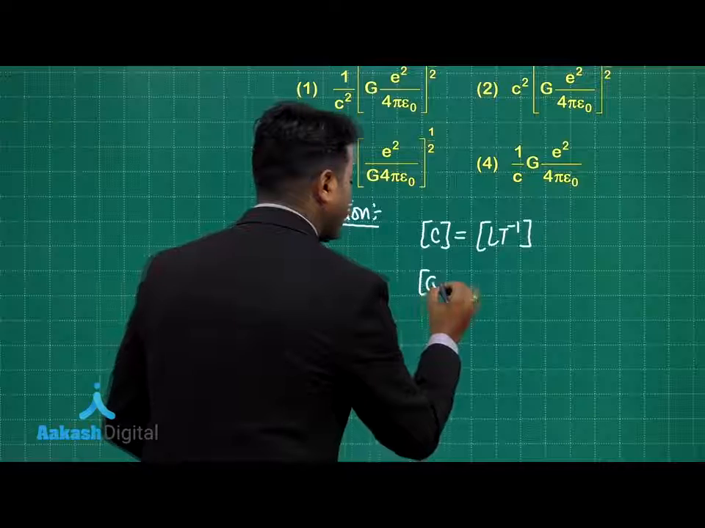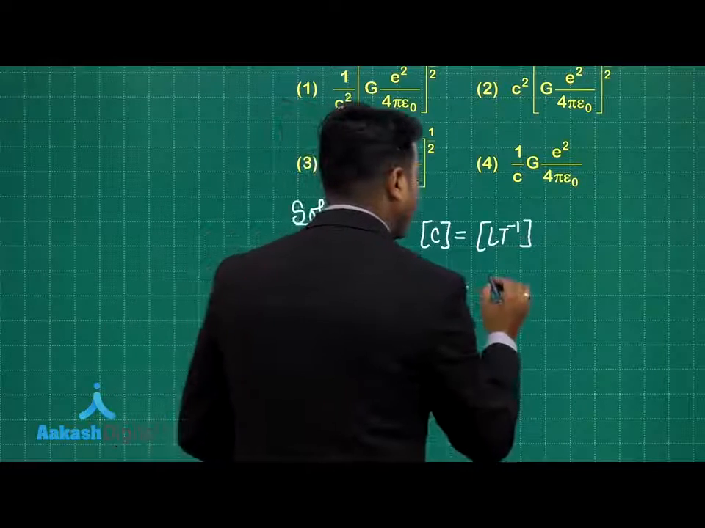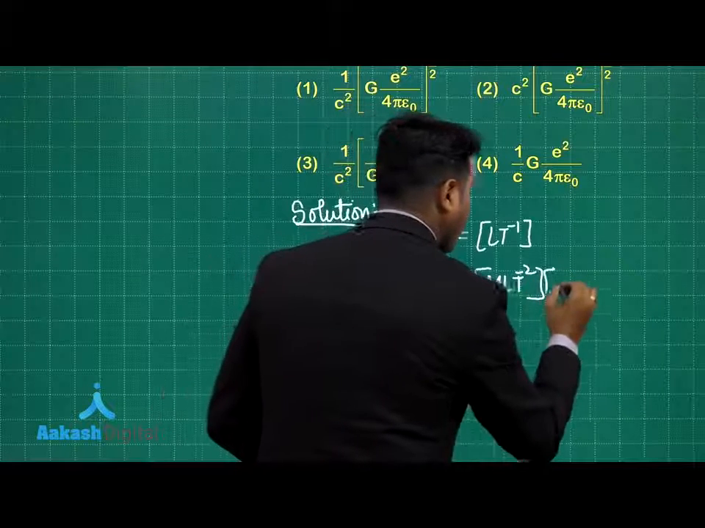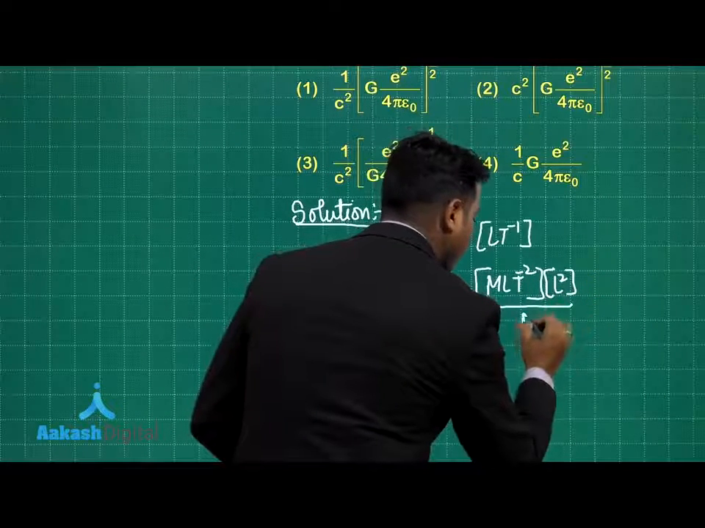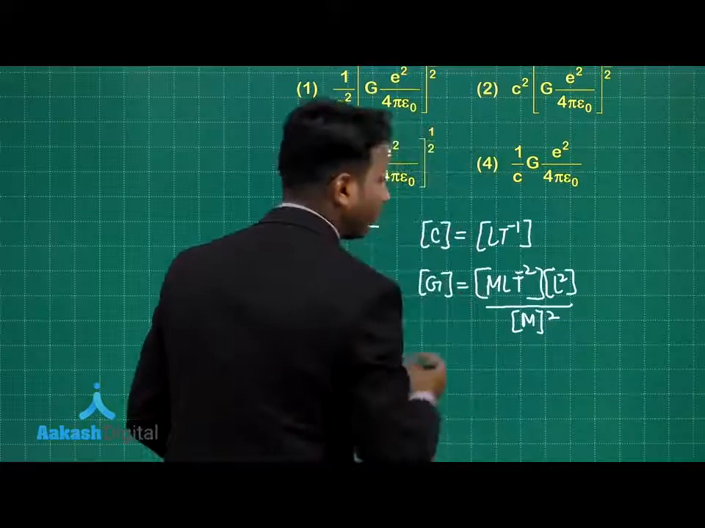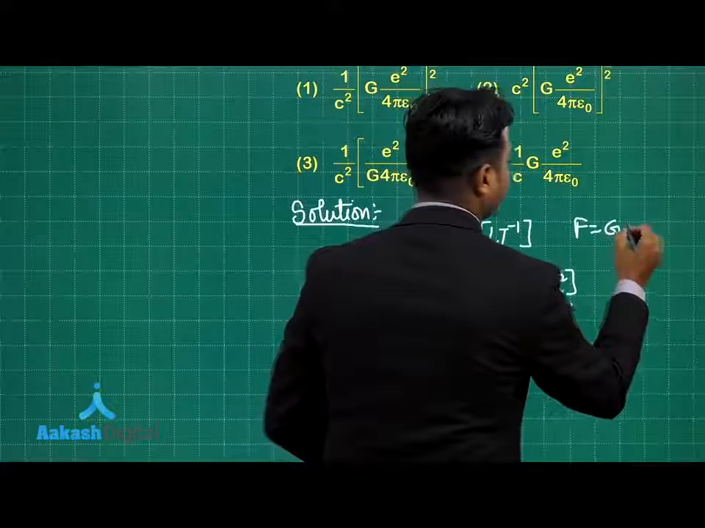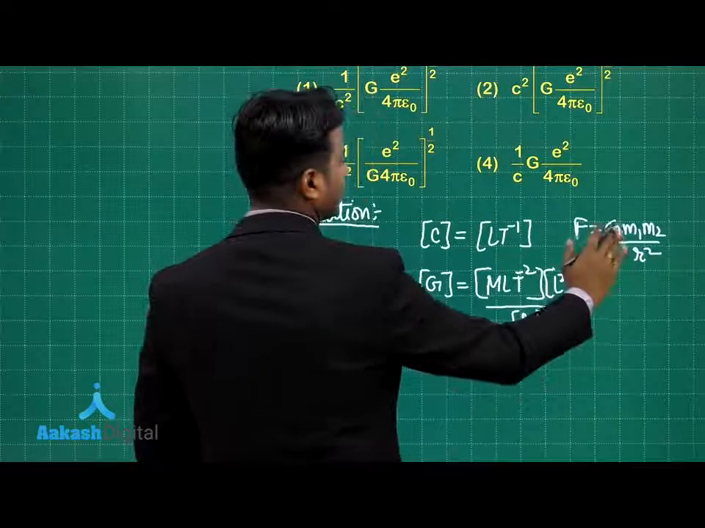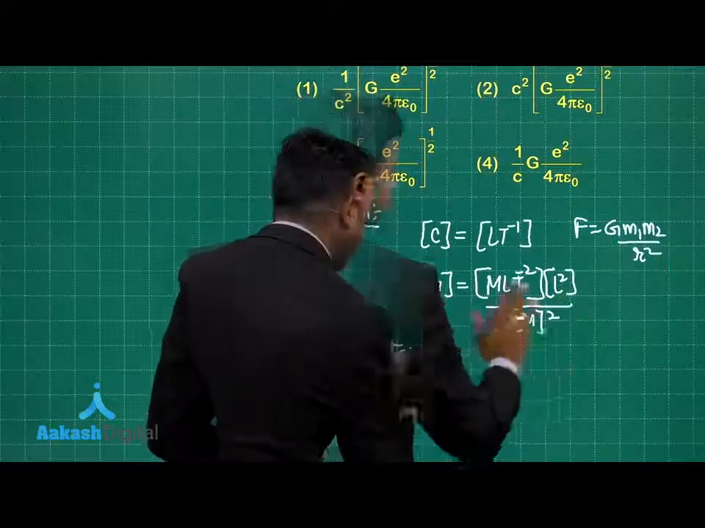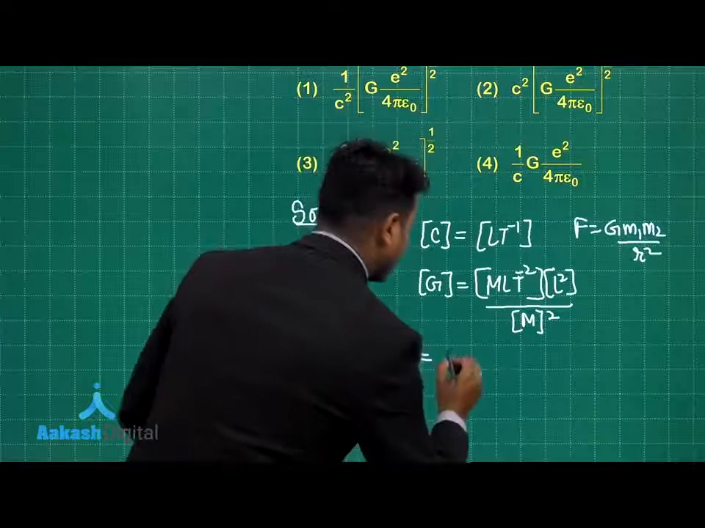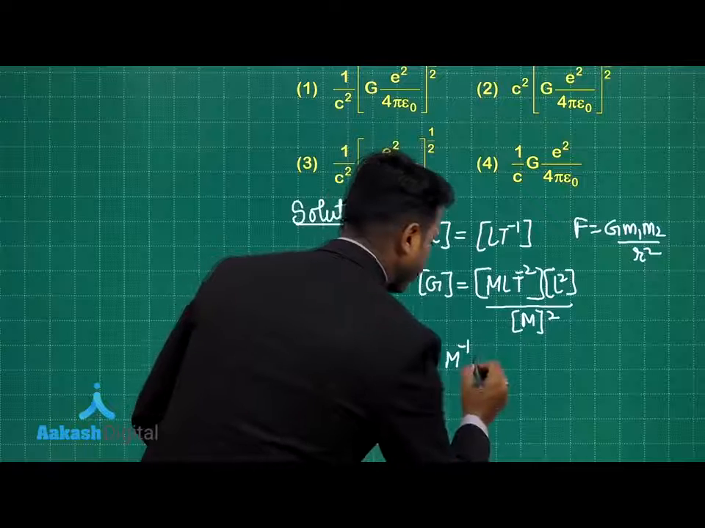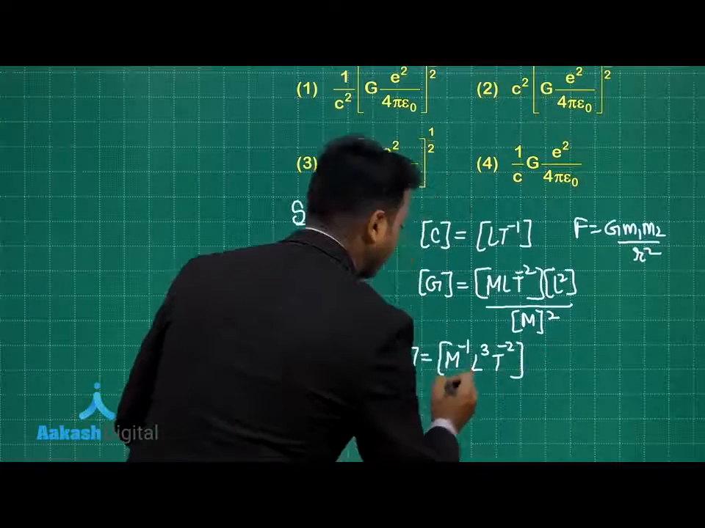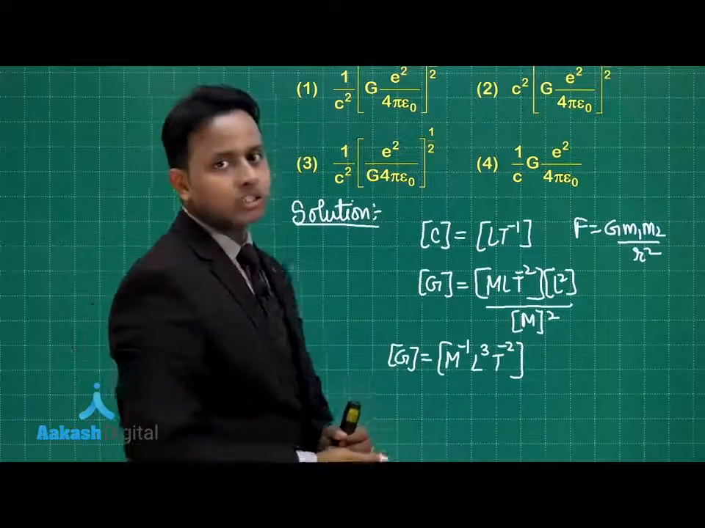If I talk about the dimension of G, it should be MLT^-2, that is the dimension of force, multiplied with L square divided by M square. Because we have the formula which says F is equal to G M1 M2 by R square. From here I can find the G value, which is F r square by M1 M2. So the dimension of G will come out to be M^-1 L^3 T^-2. So this is the dimension of the gravitational constant.